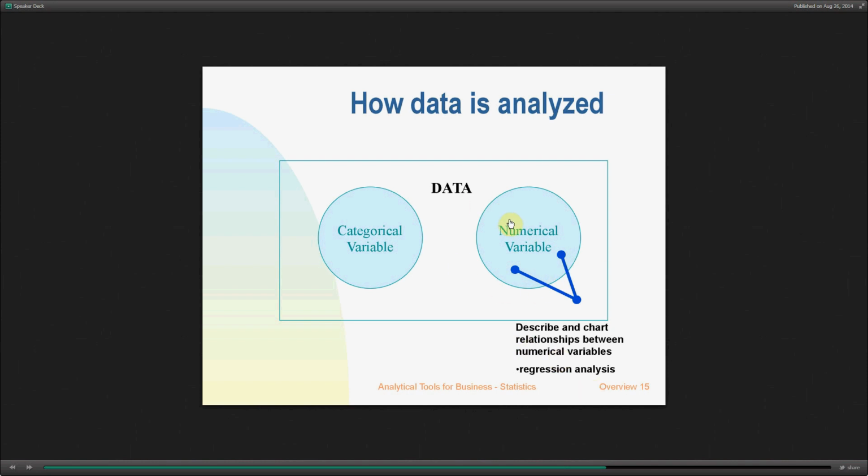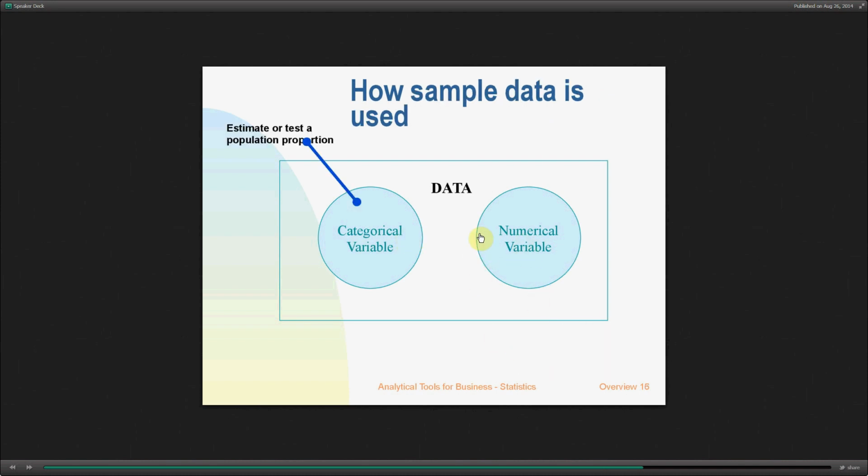If we have strictly numerical data, where we have two or more variables, we might describe the relationships between those numerical variables using, say, regression analysis. So again, if we have categorical variables, we might look at relationships according to one version of statistics, maybe chi-square tests and things like that, whereas with numerical data, we might use regression analysis.